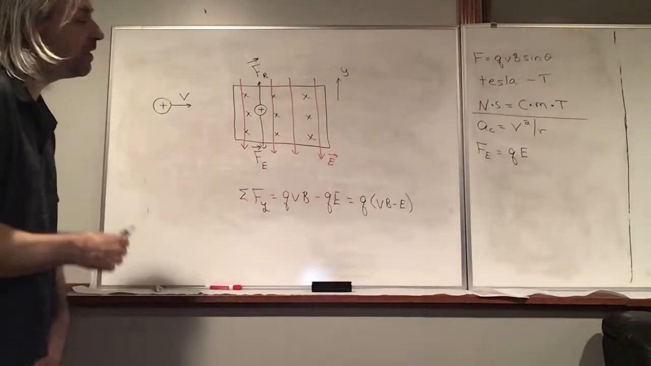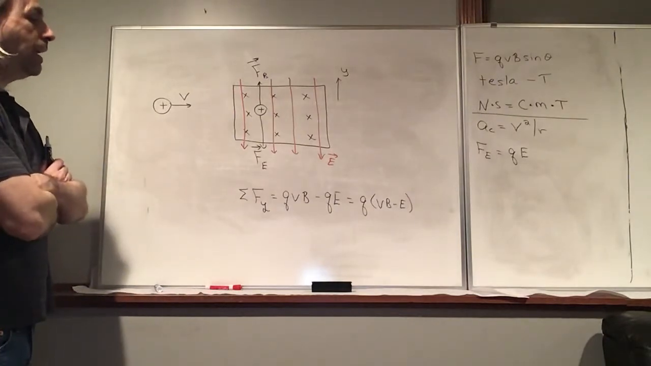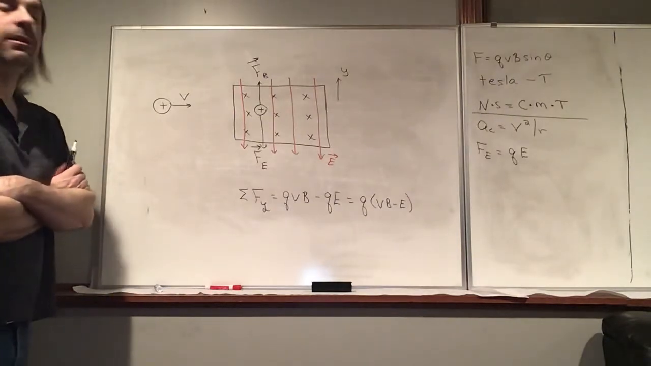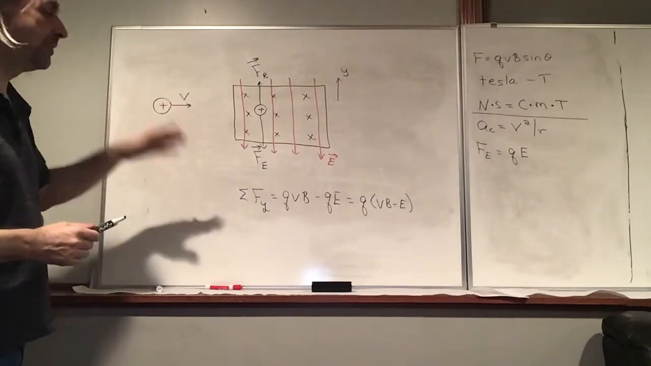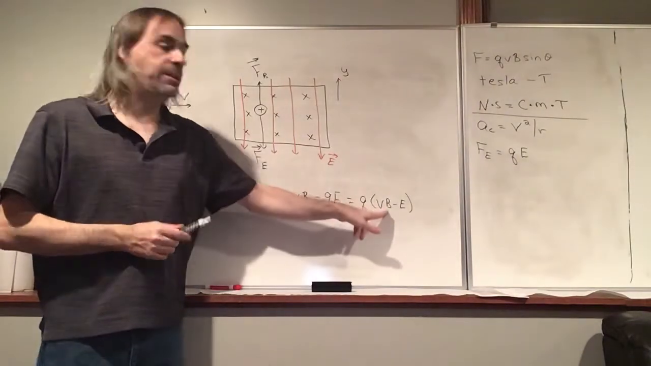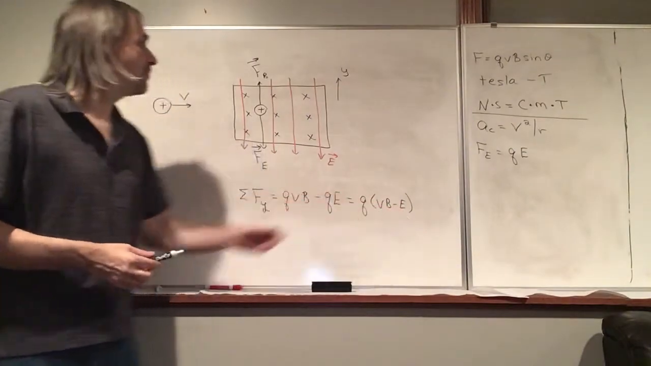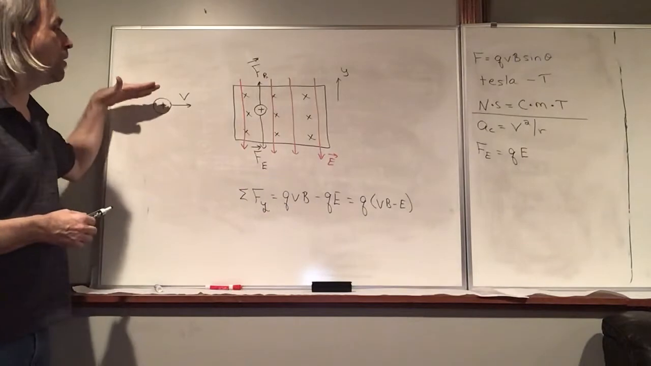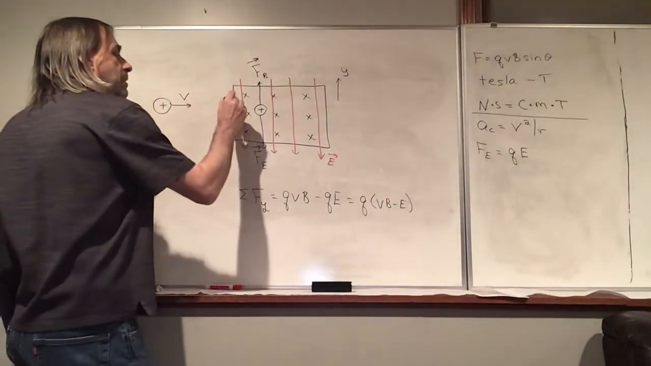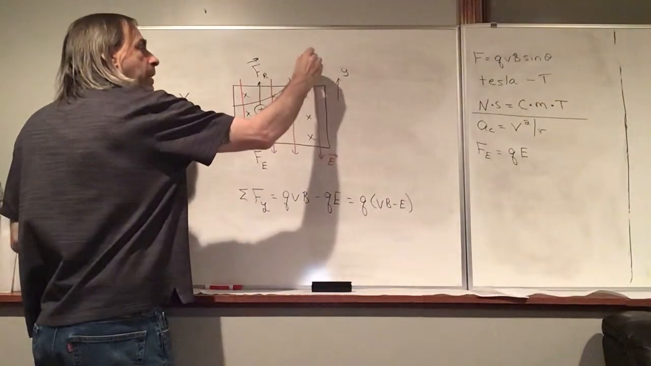Now what's interesting here is that this force depends on the velocity. So say you have a particle going very fast. VB is going to be large, it's going to be bigger than E. So again, the faster it's moving, the stronger the magnetic force is going to be. So if you have a particle moving very fast, it's going to curve upwards like this.